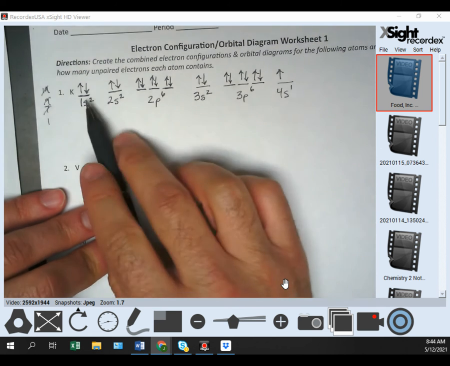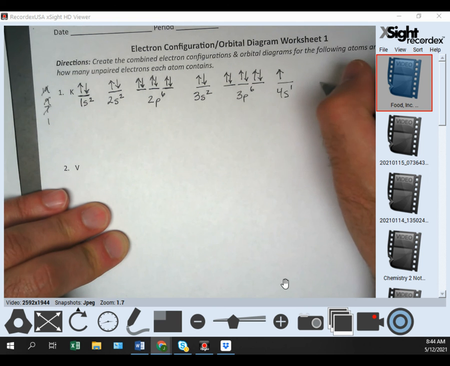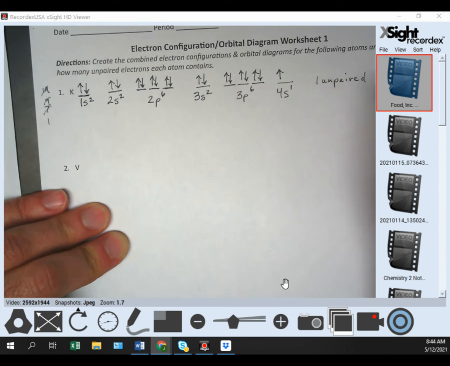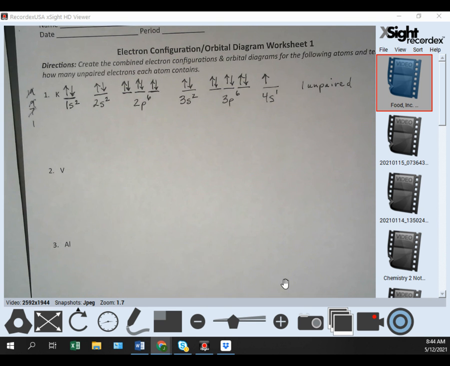And then we need to say how many unpaired we have. One unpaired electron. One unpaired. Okay. And that is the answer. That's the whole thing. We're putting them together like that.